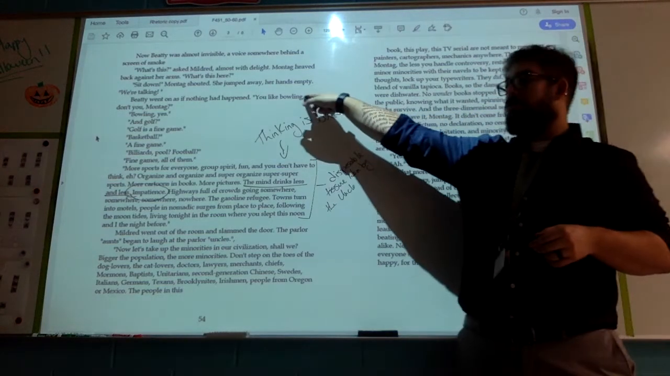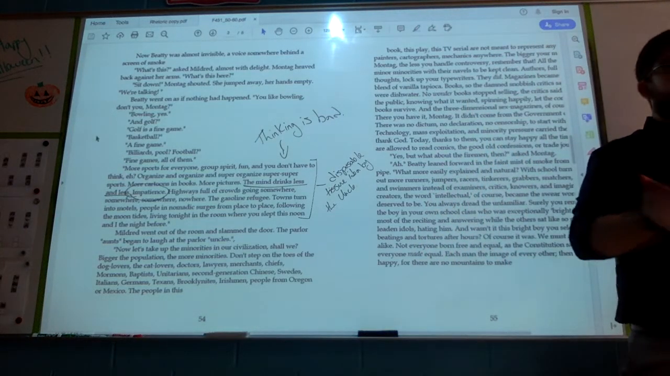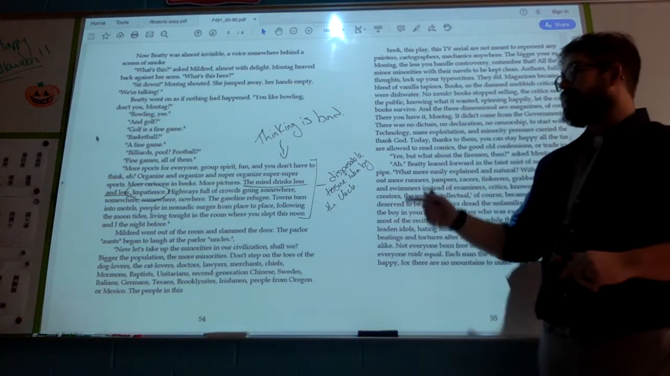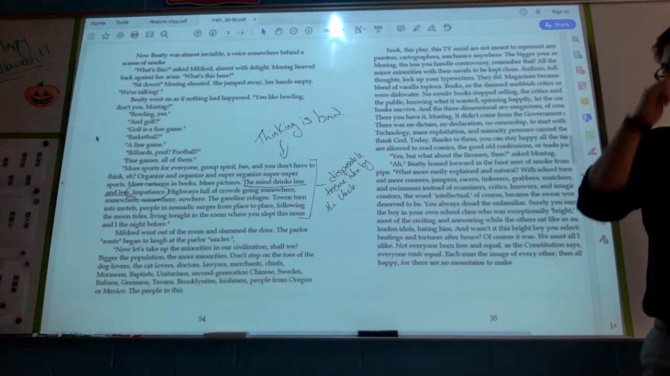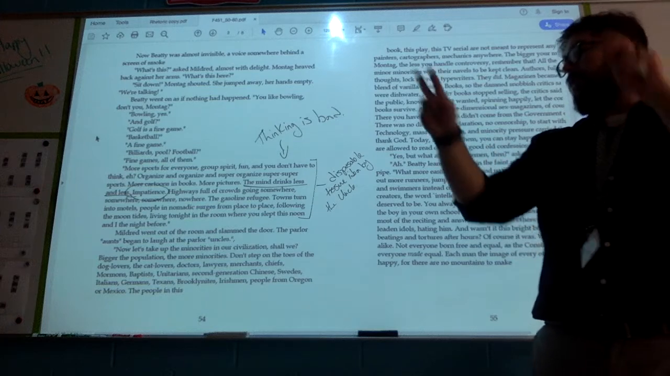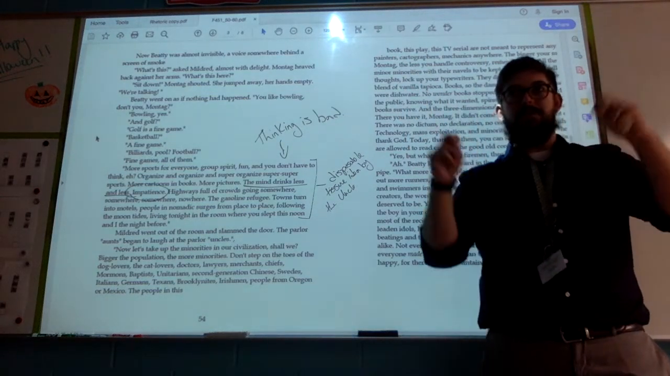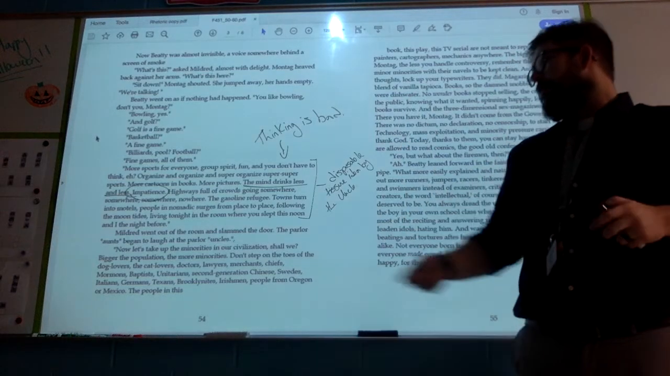After being told to get away, Mildred actually leaves. She actually listens to her husband for like the first time. "Mildred went out of the room and slammed the door. The parlor aunts began to laugh at the parlor uncles." Notice they're in quotation marks because they're not real. They just call it the family.